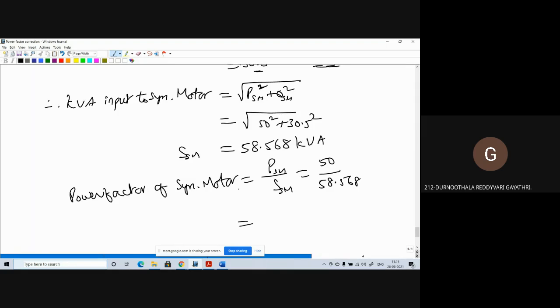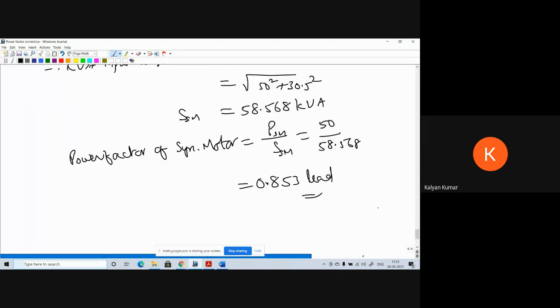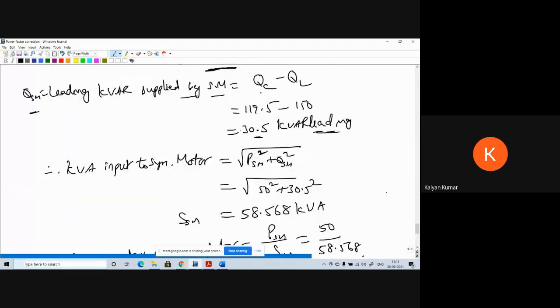0.853 lead. This is the operating power factor of the synchronous motor. So like this you can calculate.